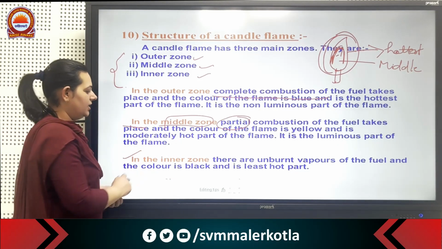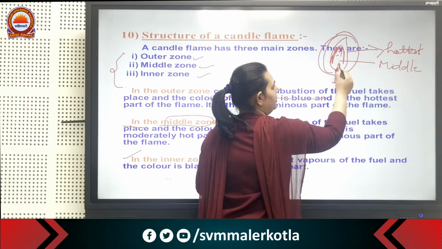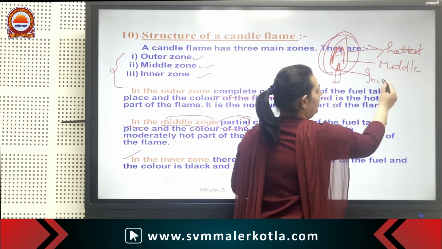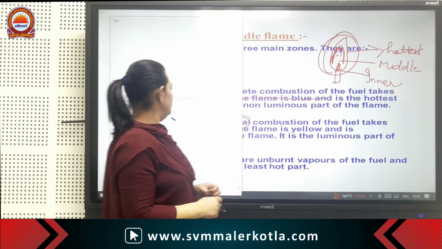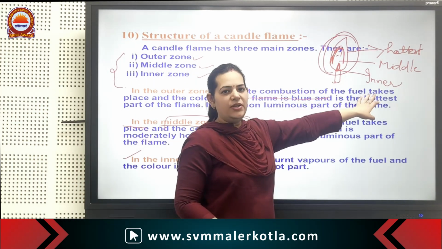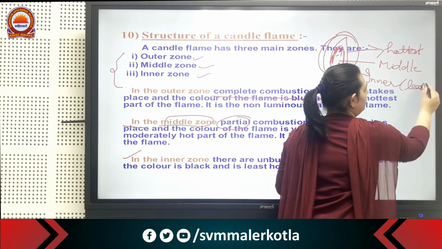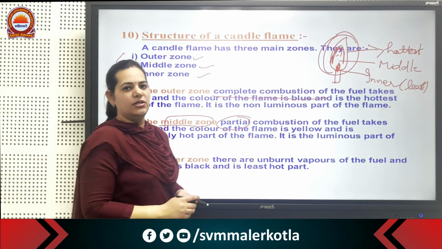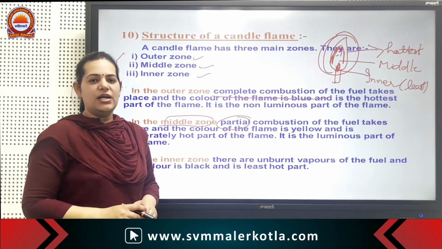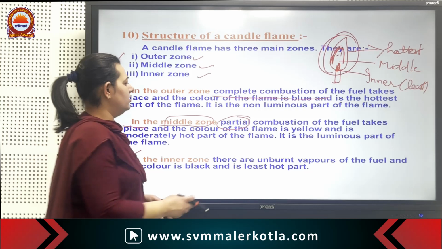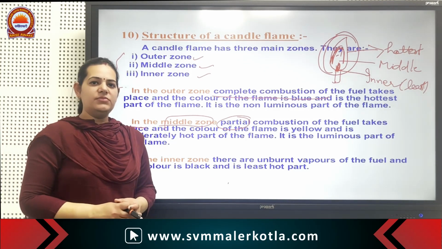And the next is the inner zone. This is the innermost part of the candle flame. It is black in color and it is the least hot. Why is it the least hot? Because of the absence of oxygen in that zone. So here we have discussed candle flames. Thank you.